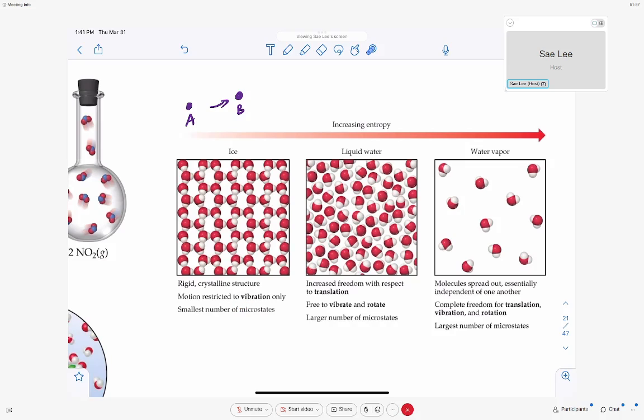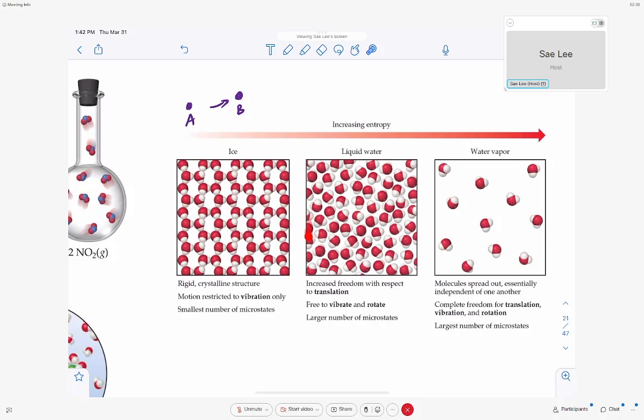The only molecular motion that's available is probably vibrations. And rotations will probably not be available because they don't have enough space even to rotate. Therefore, the number of microstates is smallest in the solid state, and therefore the solid state has lower entropy compared to other states.